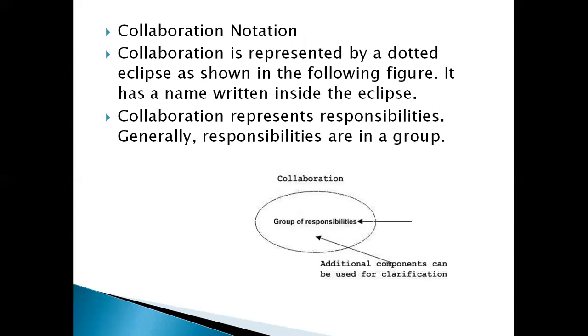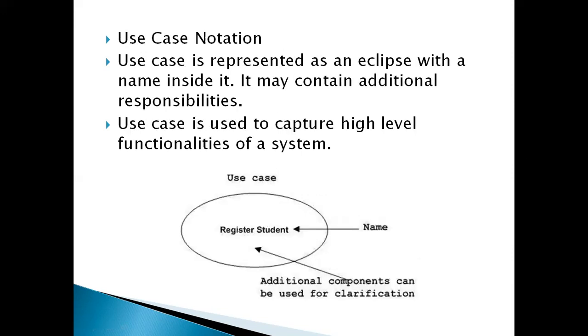Collaboration notation. Collaboration is represented by a dotted ellipse as shown in the following figure. Collaboration represents responsibilities. Generally, responsibilities are in a group. The group of responsibilities is the collaboration name. If you want any additional information below the collaboration name, you can add it.